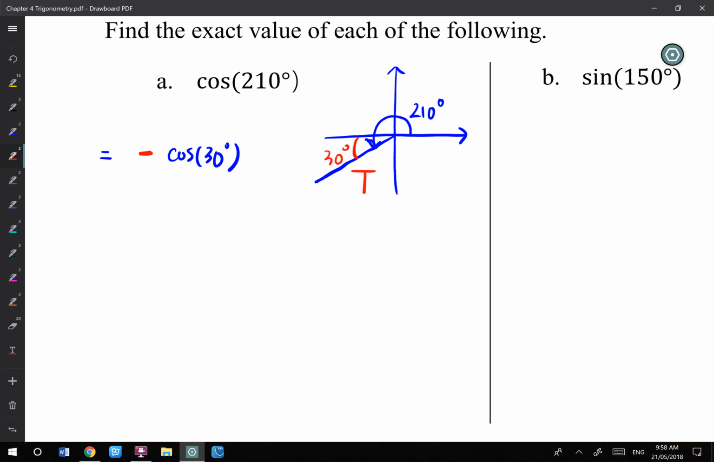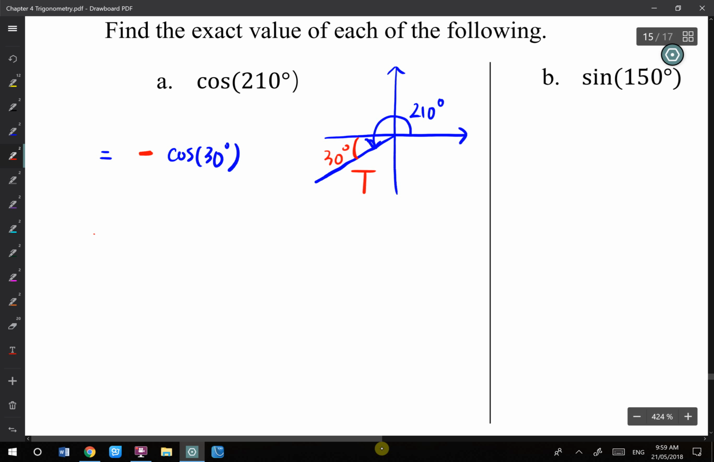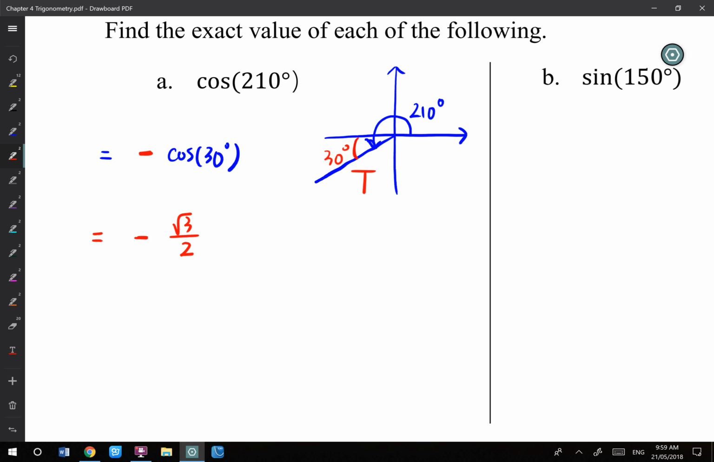And you know 30 degrees is something special. You can't evaluate that directly, so cosine 30 degrees is, if you can see the table before, what's cosine 30 degrees? That's root 3 over 2. So it's minus root 3 over 2.